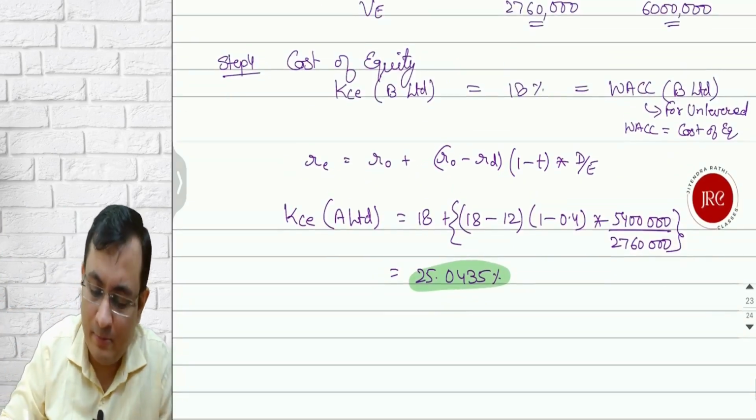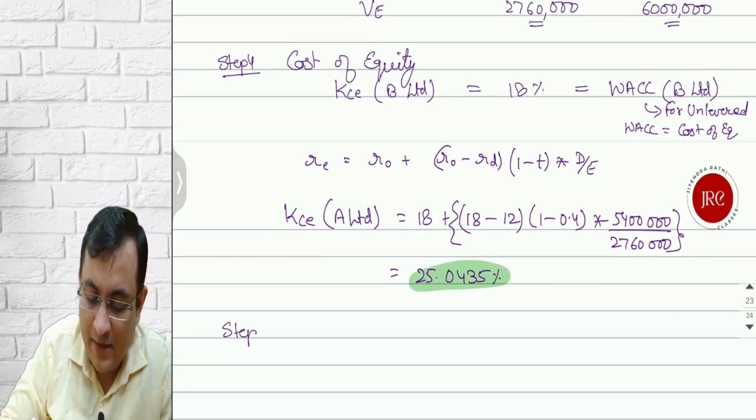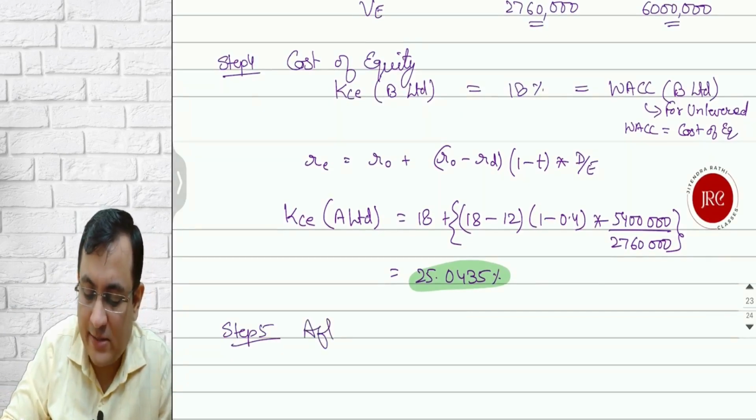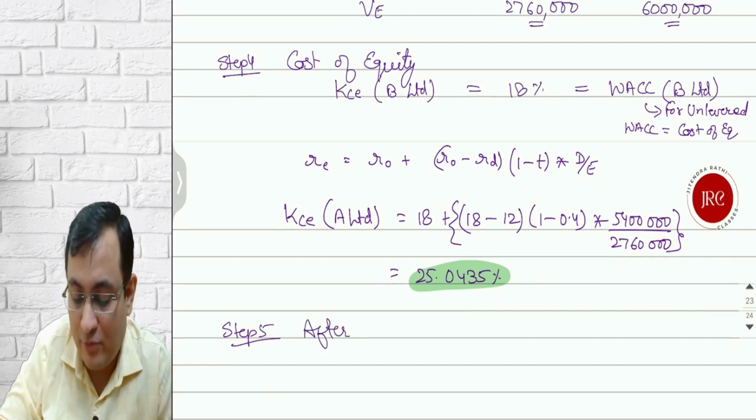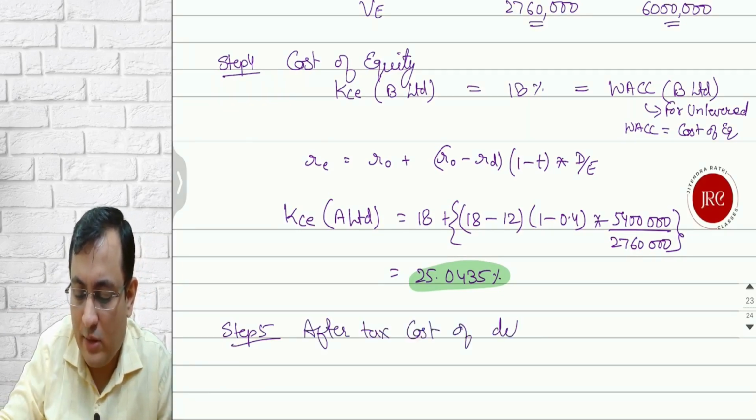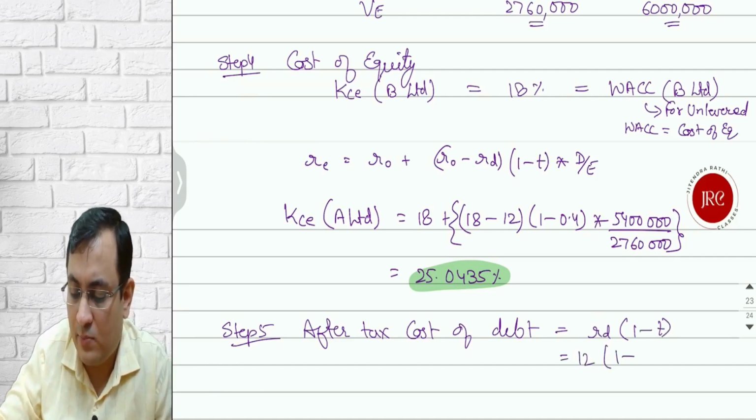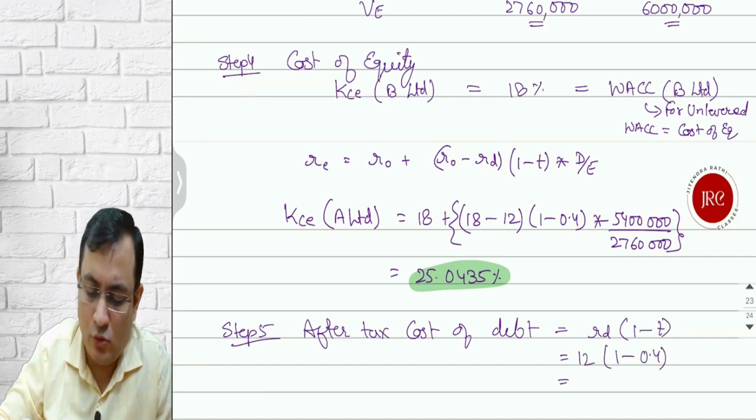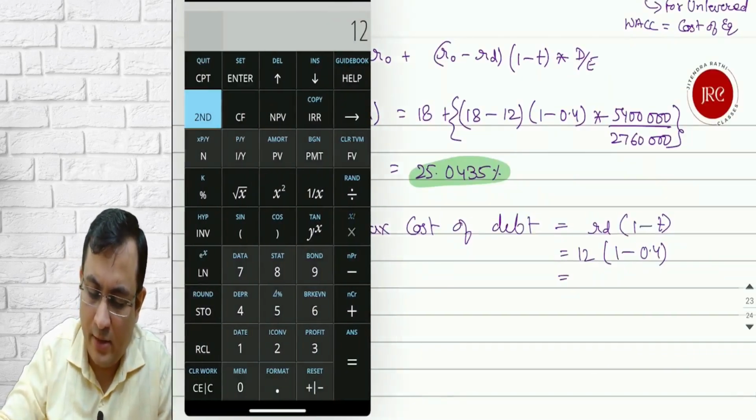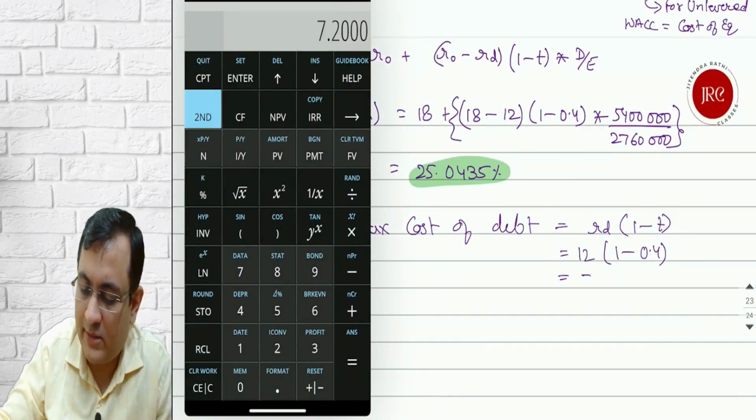Next, step number 5, calculate after tax cost of debt, because in case of WACC we have to calculate after tax cost of debt, which is equals to RD multiplied by (1 minus T), which is 12 multiplied by (1 minus 0.4), equals to 12 into 0.6. 12 into 0.6 is 7.2%.